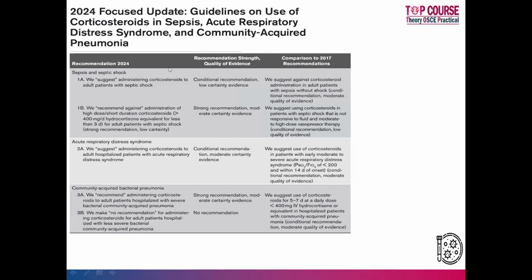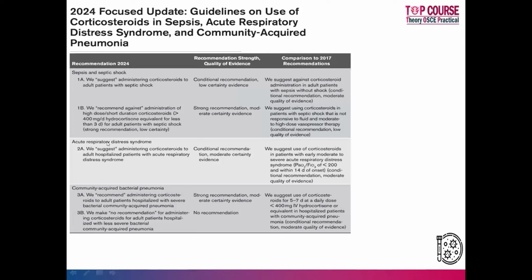Now, this is about the 2024 focused update of the guidelines on the use of steroids in sepsis, ARDS, and community-acquired pneumonia. So what does the evidence tell? In sepsis and septic shock, they suggest administering steroids to adult patients with septic shock, which is a conditional recommendation with low certainty evidence. But they have recommended against the administration of high dose short duration, that is more than 400 mg per day of hydrocortisone. They recommended against the use of this high dose, which is a strong recommendation with moderate certainty evidence.